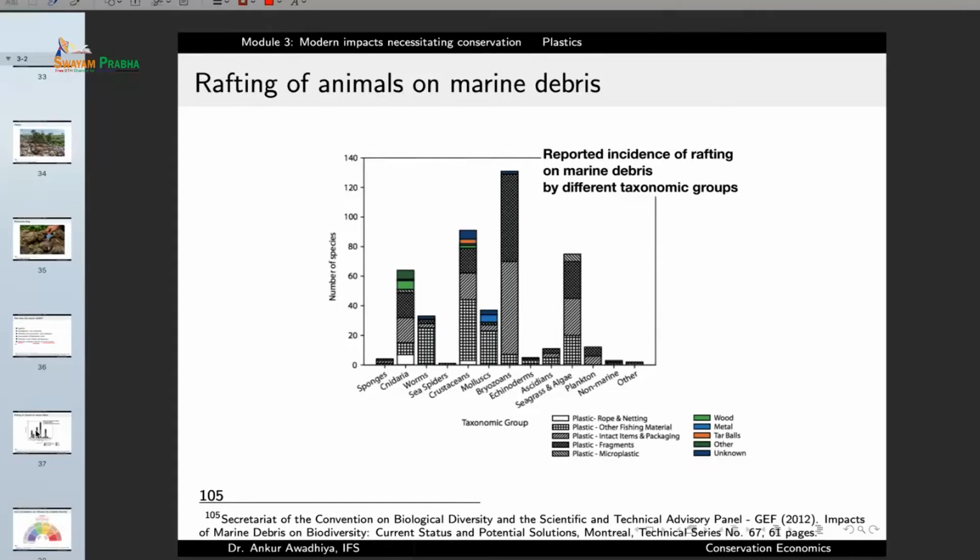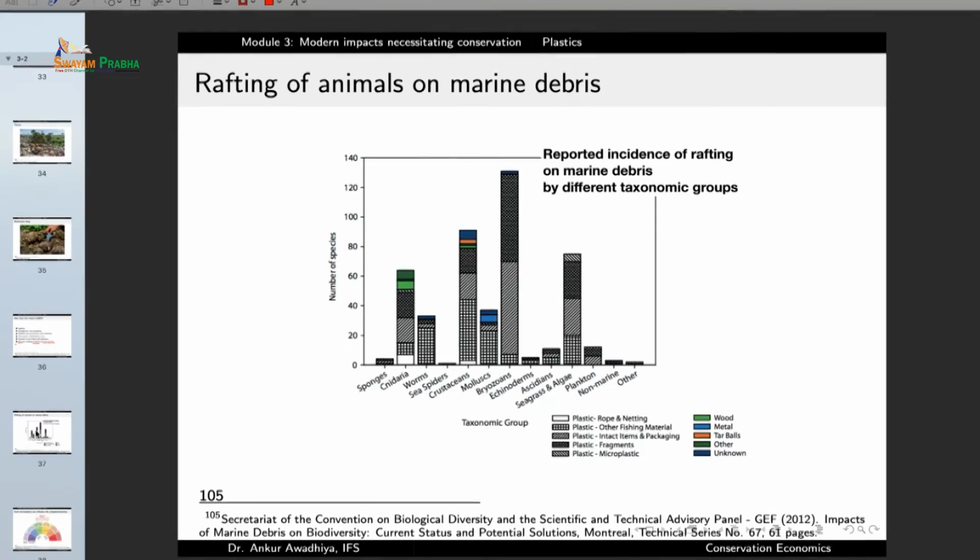Now, what happens is that a number of invasive species are also able to use these plastic boats and rafts to reach other places, and then they start to colonize the other places. And once that happens, the local biodiversity may get decimated because the invasive species are able to outcompete the local species, and then they establish themselves and they wipe off the local indigenous biodiversity. So this is also another way in which plastics are impacting our biodiversity.